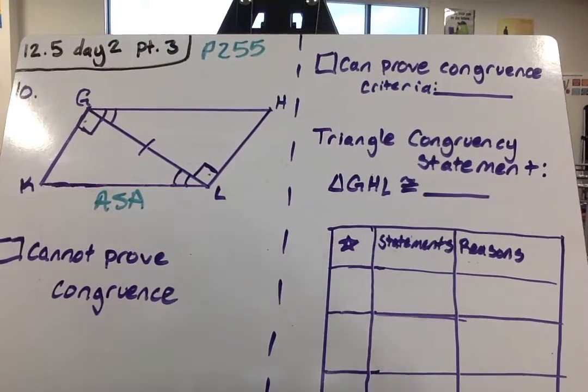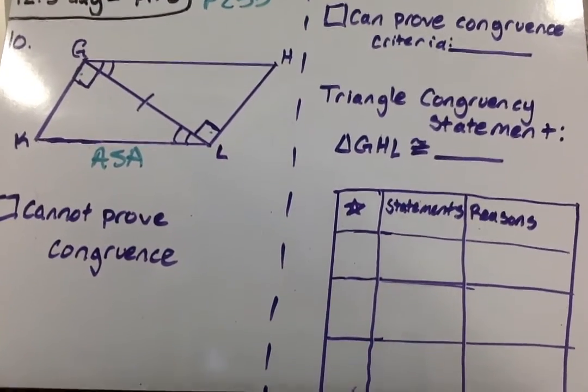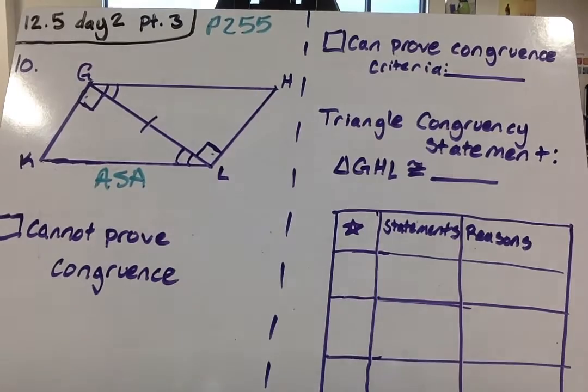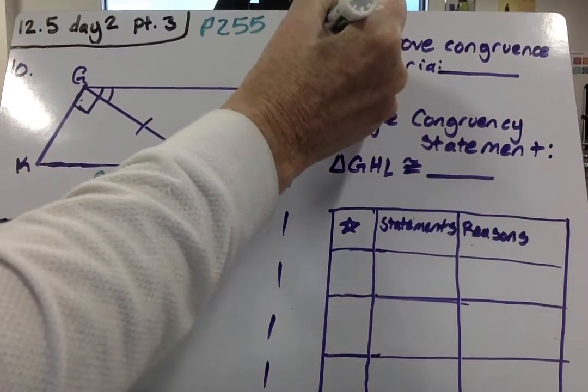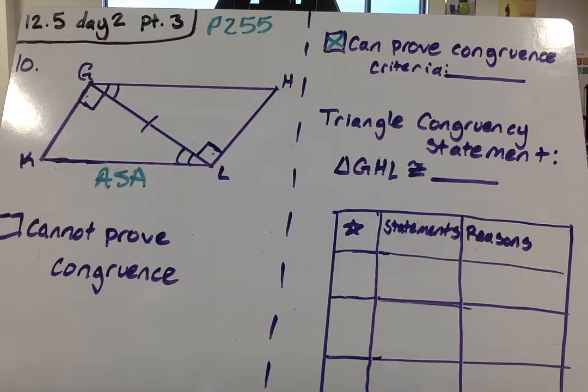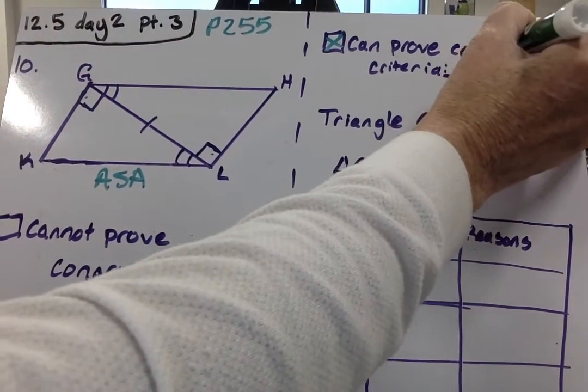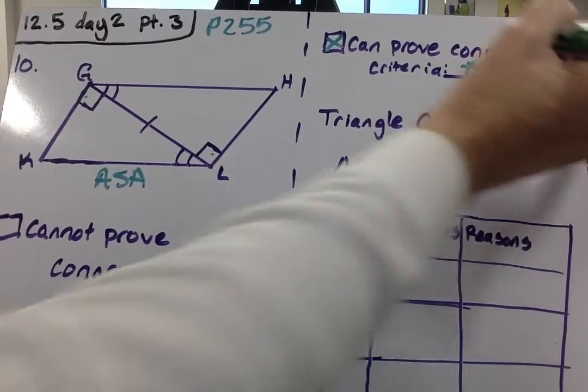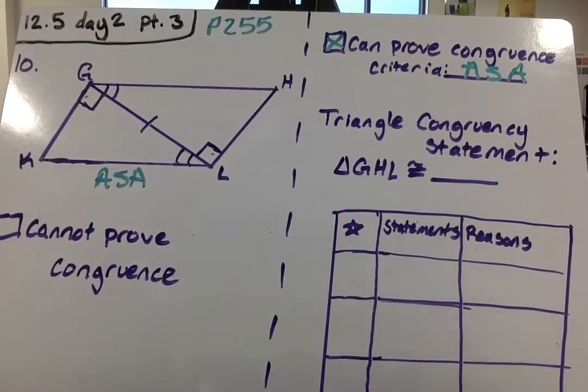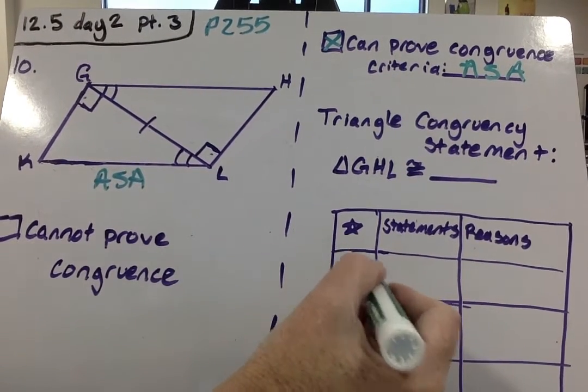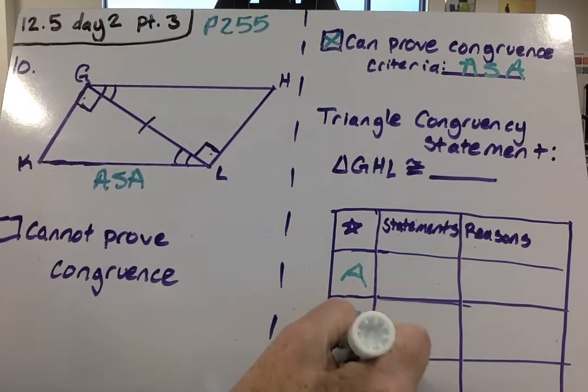So can we use angle, side, angle to prove that they're congruent? Let's see. Our statement's over here. And I'm going to move this down just a little bit. We can prove that they're congruent. So our criteria is going to be, what did we just say? Angle, side, angle. And we're going to go ahead and fill this out. We need to prove what angle's congruent, what side's congruent, and then what angle is congruent.